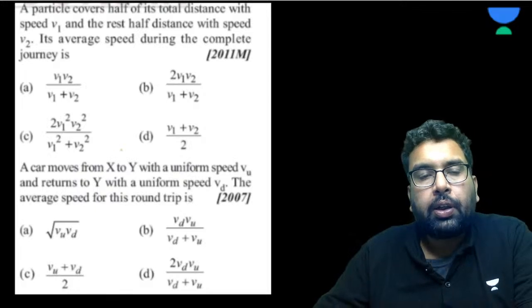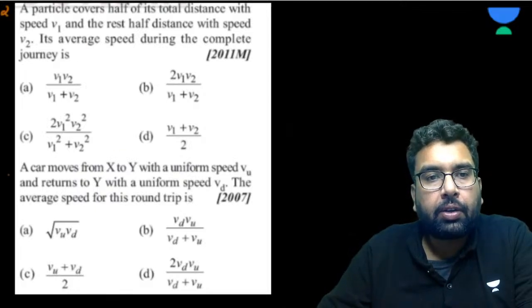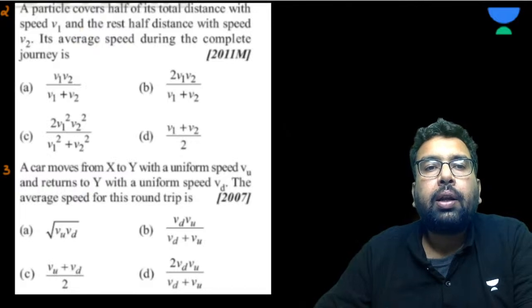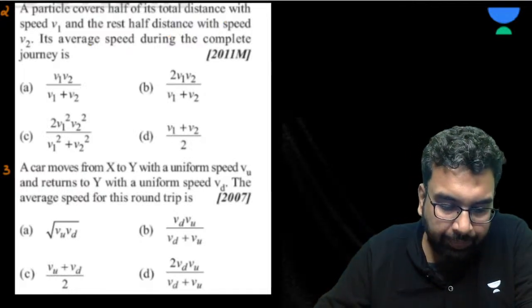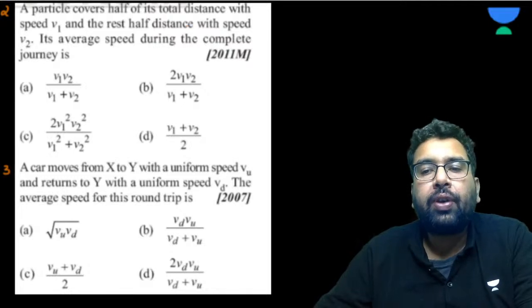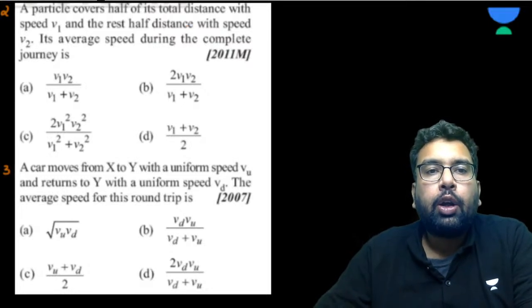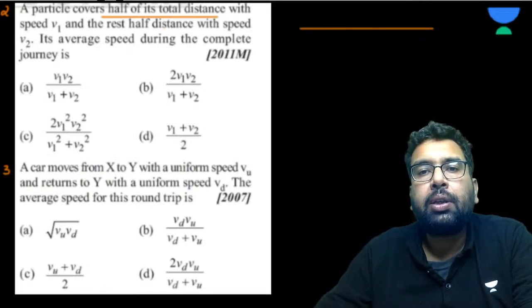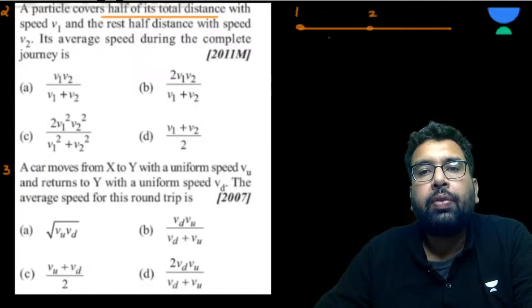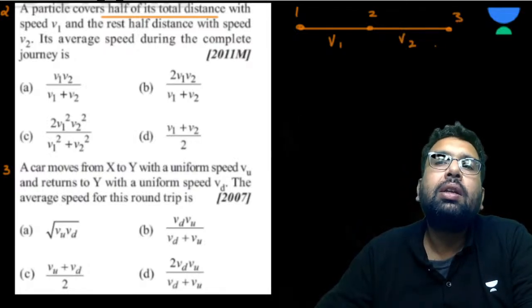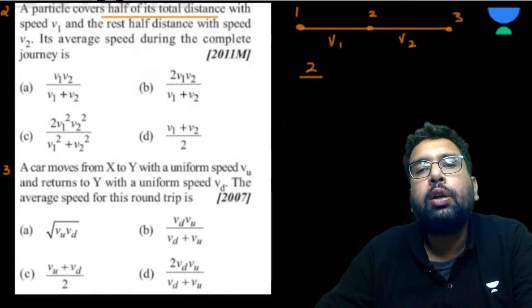Yeah, Pravita. So in the first question, that is the second question for the session, and this is the third one. It says a particle covers half of its distance with a speed v1 and the rest half distance with a speed v2. These questions are very frequently asked in the examination. So there is some distance, half of it is covered at a speed of v1 and the second half is covered with the speed of v2. The same distance is covered at two different speeds. So what is going to be the average speed?